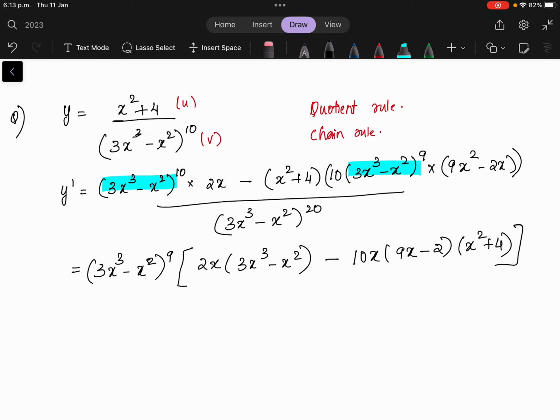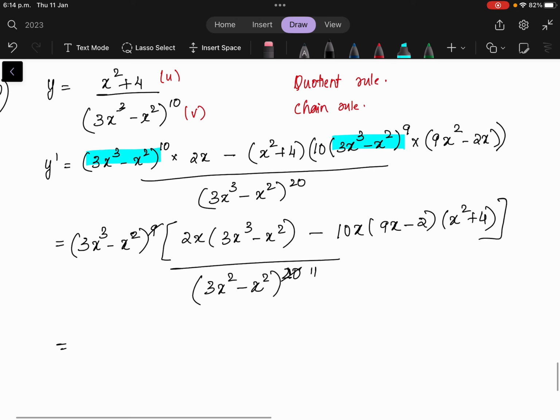Okay, so it is just a simplification. So I take this extra outside, and then I'm simplifying the other values, and then here it is 3x square minus x square to the power of 20. Okay, now this 20 and this 9 will get cancelled, and I will get 9.